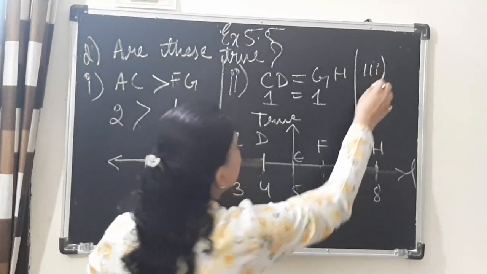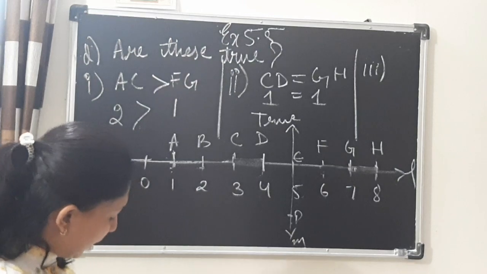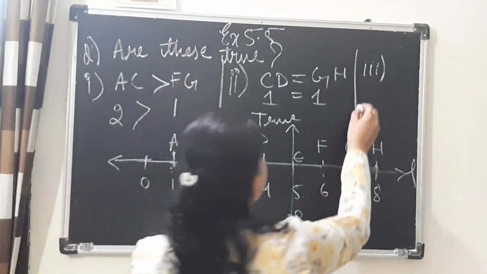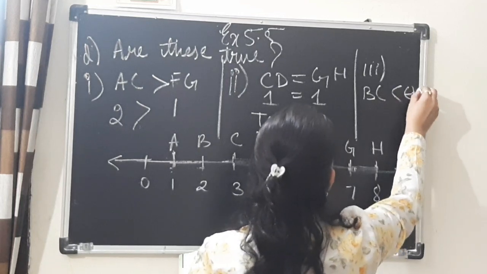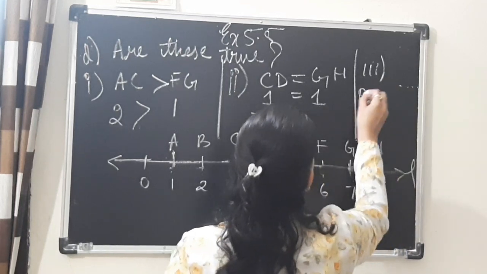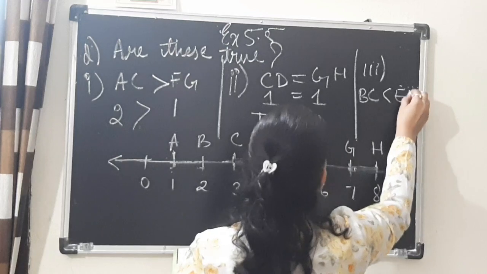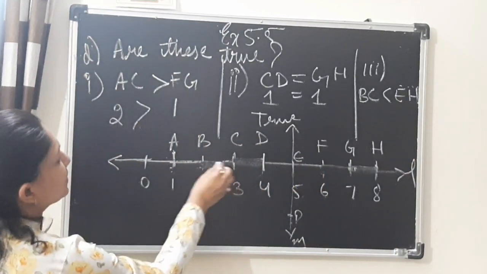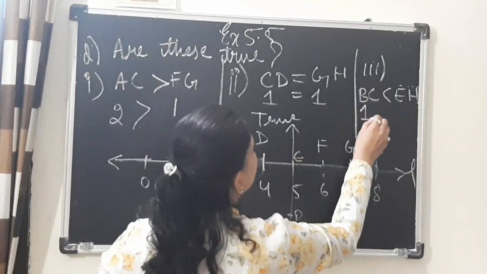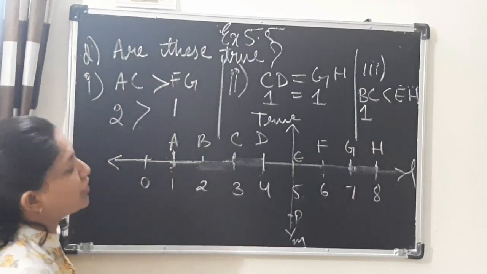Now the third one is, let me see. It is BC is less than EH. I'll write down here. BC is less than EH. Now find out where is BC. See BC. How many units? 1 unit. Where is EH?